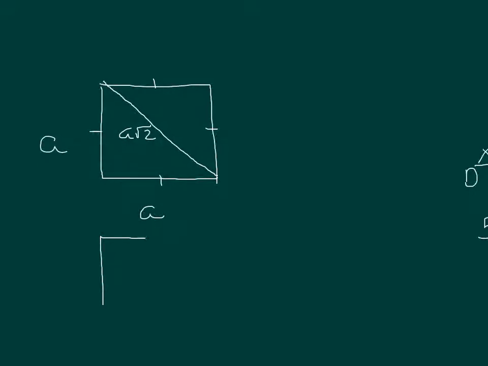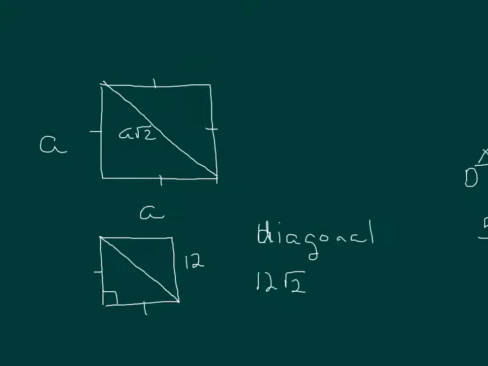the diagonal. Here's a square with a diagonal. So if I just mark one of these angles, those the same, and let's say that the side of the square is 12. What is the length of the diagonal? The diagonal is 12 square roots of 2.